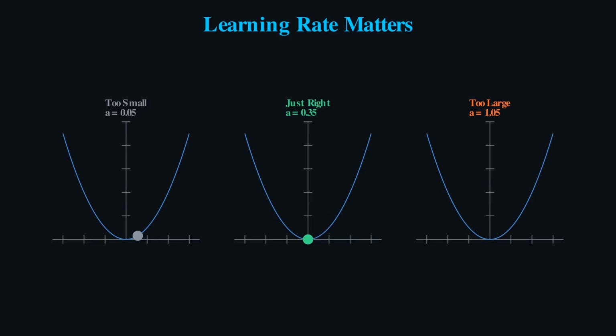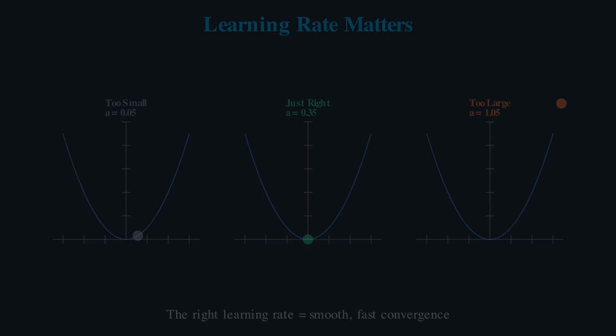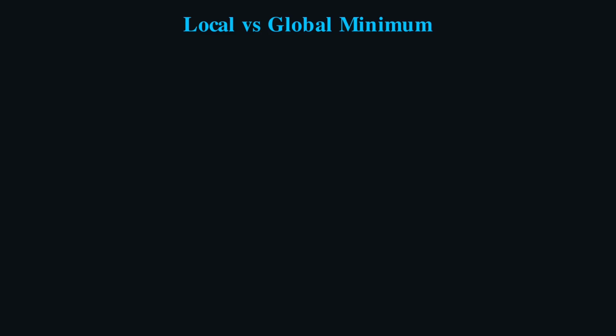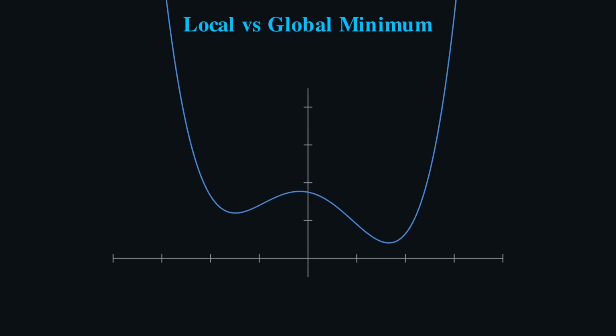Here's what happens with a learning rate that's too small. The steps are tiny. Progress is slow. It reaches the minimum, but it takes forever. Now watch what happens with a learning rate that's too large. The steps are massive. It jumps over the minimum, back and forth. It may never converge. The sweet spot, a well-tuned learning rate, moves smoothly and efficiently to the bottom.